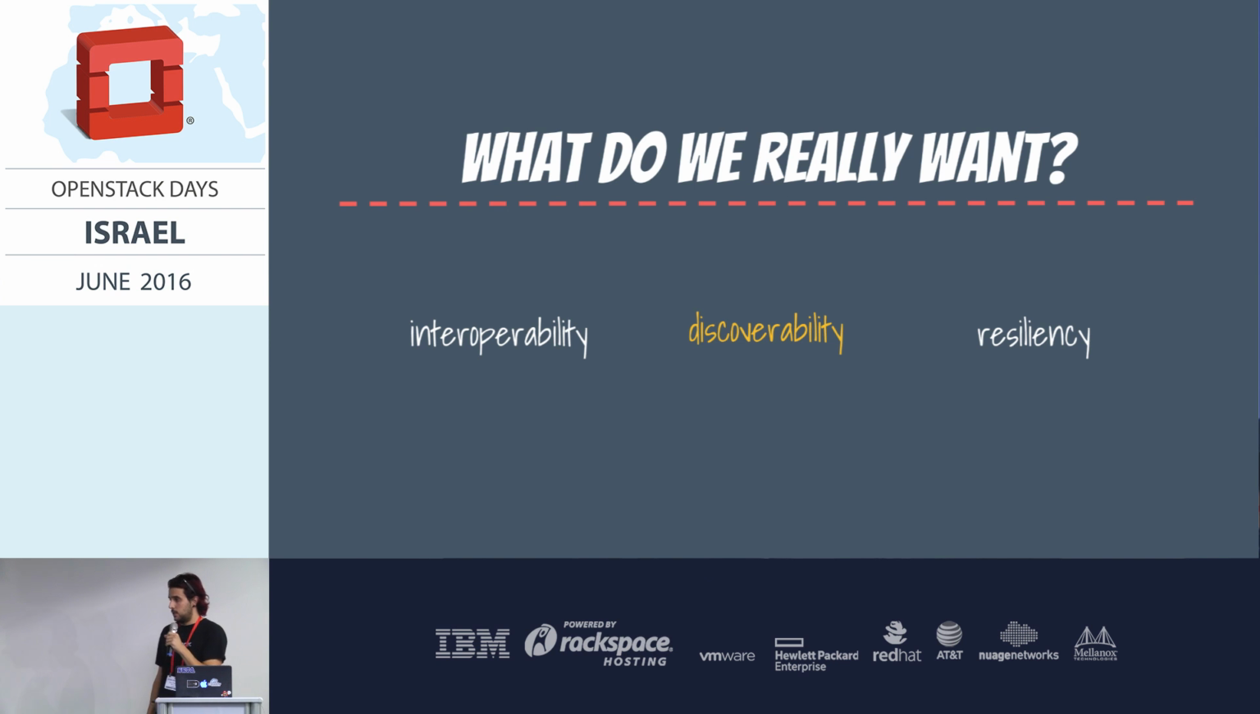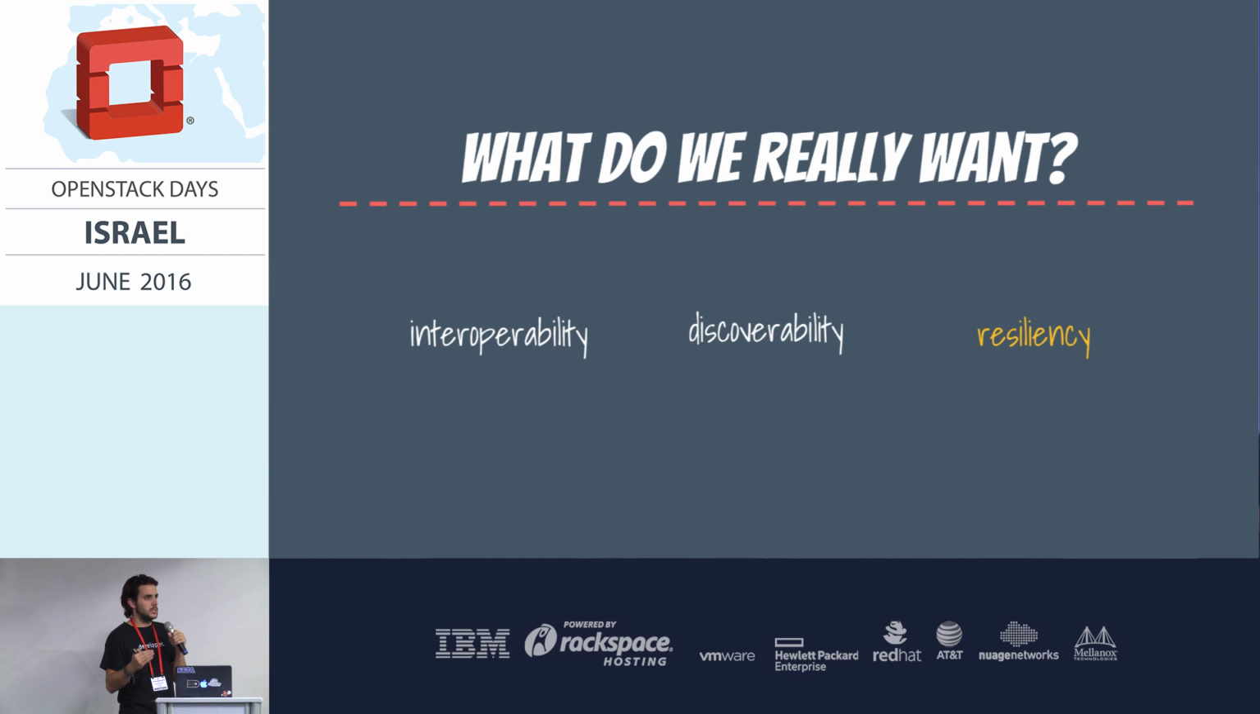And we want the whole API to be resilient. So we don't want your uploads to fail. We know there are some images that are small. We know there are images that are big. We know things can happen in between, from the moment you start uploading your image until the moment the image becomes active in Glance.